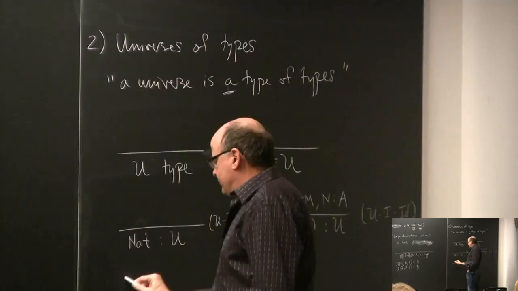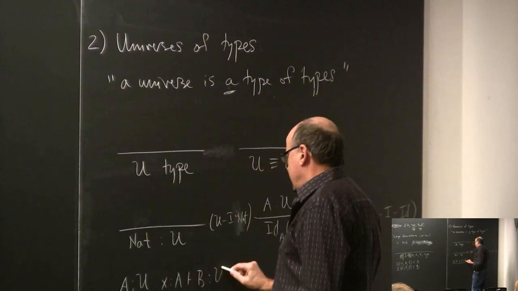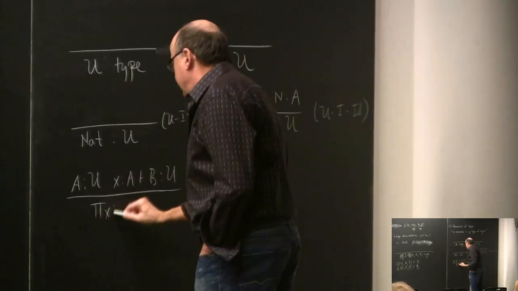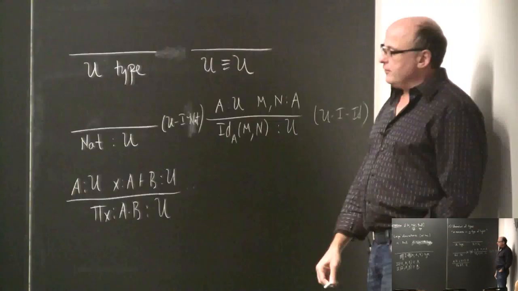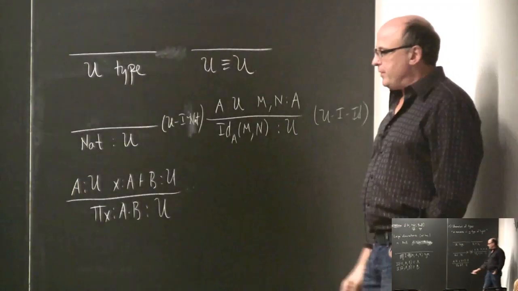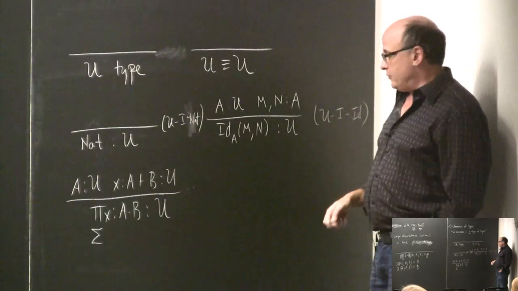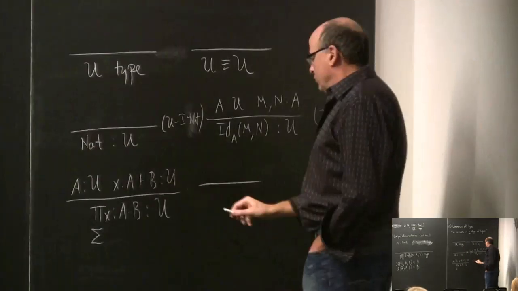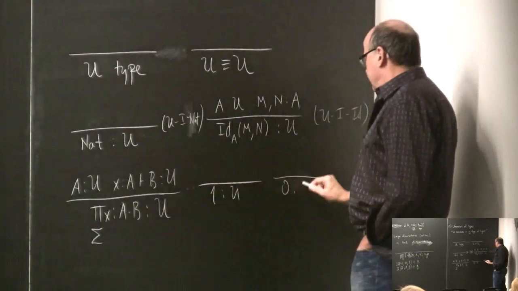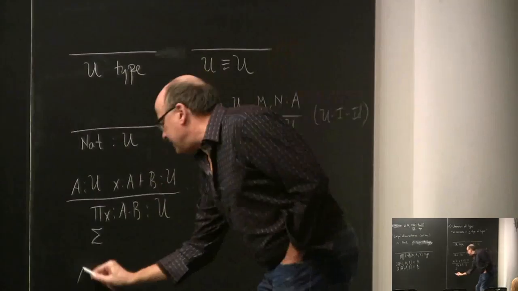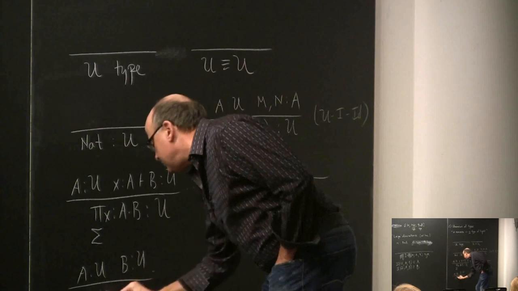Okay? And then I could do something like this. I could say if A is in U, and given x in A, B is in U, then I can say that Π x in A, B is in U. Okay, so the universes are closed under the formation of pi, and while I'm at it, they're closed under the formation of sigma as well. Let's see, what else did we have? You would expect also 1 would be in U, or unit, or whatever I called it, and 0 would be in U. And you would also have that if A is in U and B is in U, then A plus B is in U.